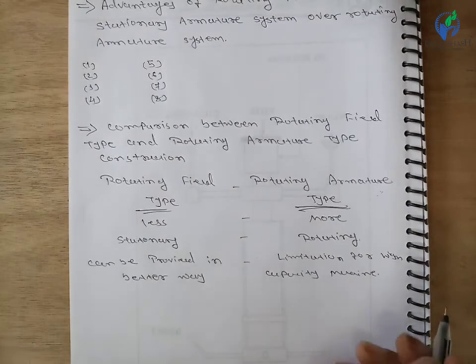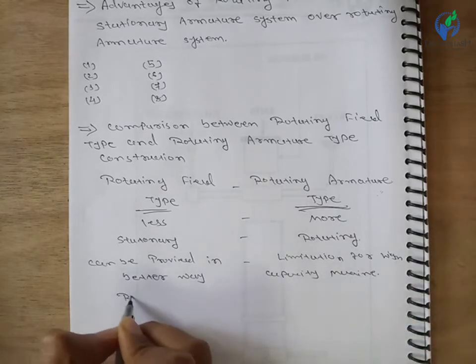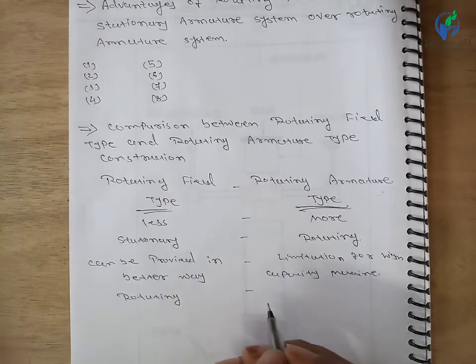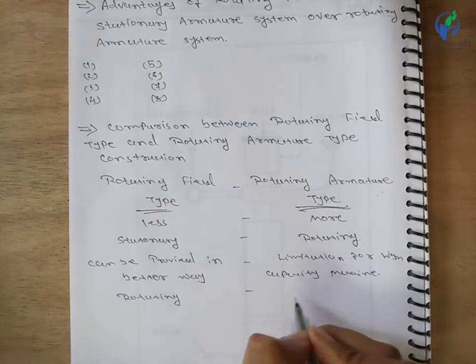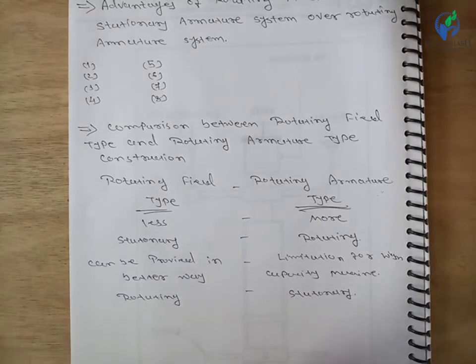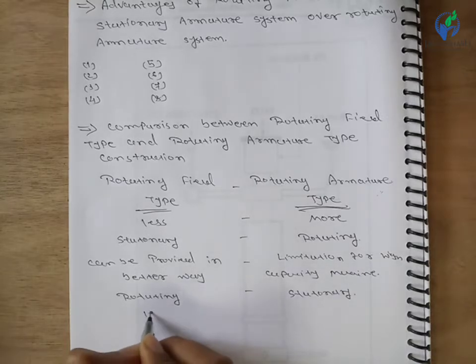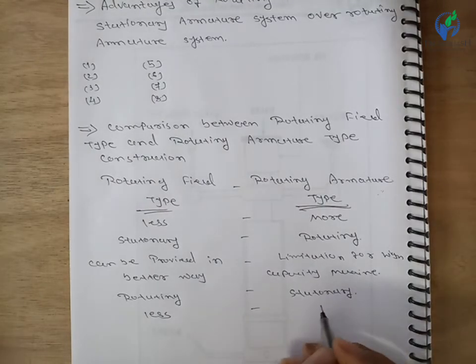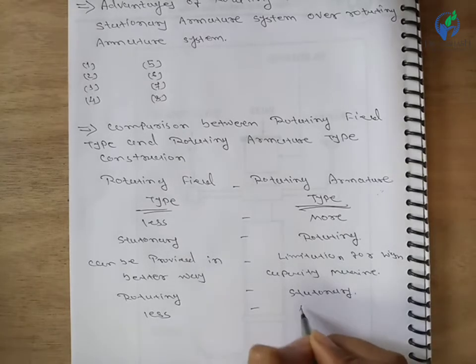The next point is the field system. In the rotating field type machine, the field system is rotating, while in the rotating armature type system, the field system is stationary. On the centrifugal stress on the rotor winding, in the rotating field type system, the centrifugal stress on the rotor field winding is less, while in the rotating armature type system, the centrifugal stress on the rotor winding is more.